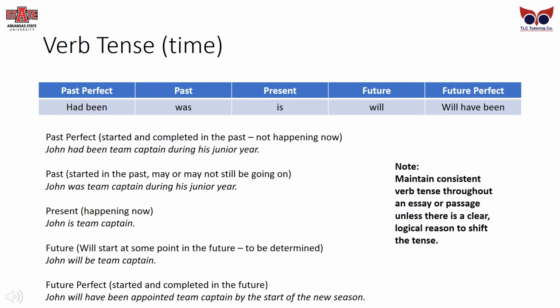Consider the example sentences. Past perfect. John had been team captain during his junior year. Had been indicates that John is no longer captain of the team this year. In past tense, John was team captain during his junior year. We don't know whether or not John is still the captain of the team. It leaves the question open-ended.